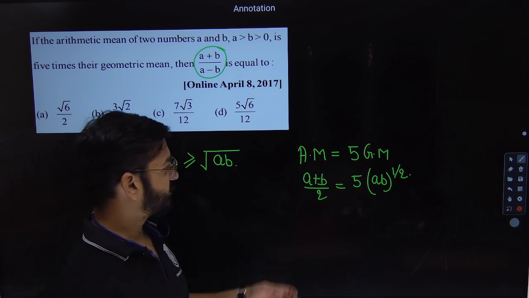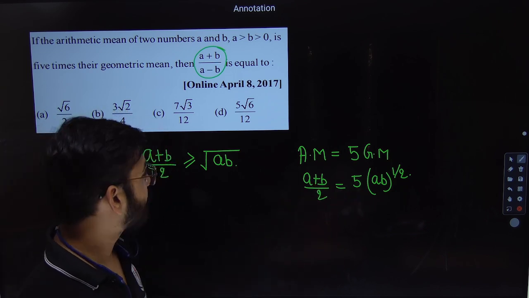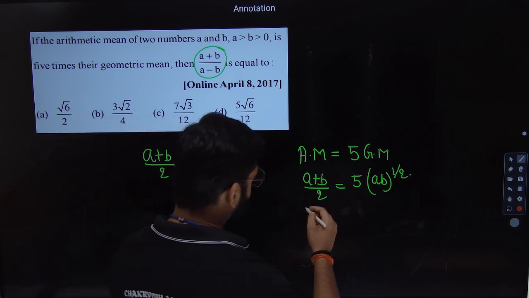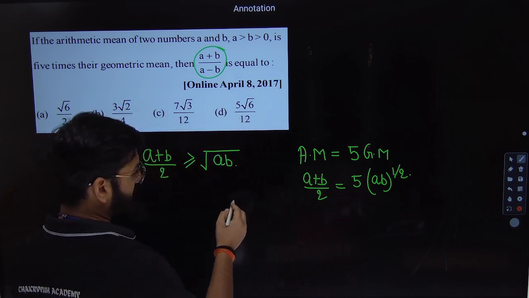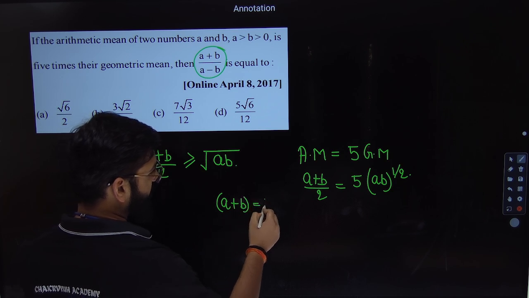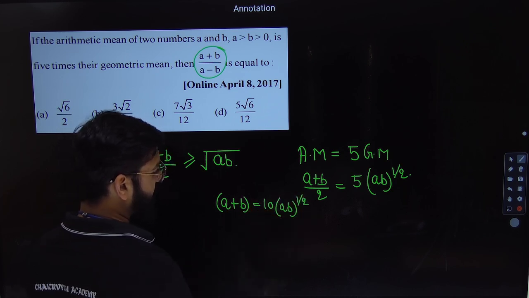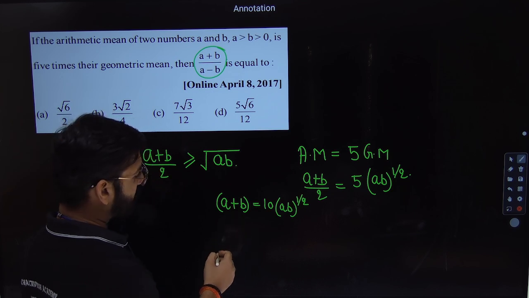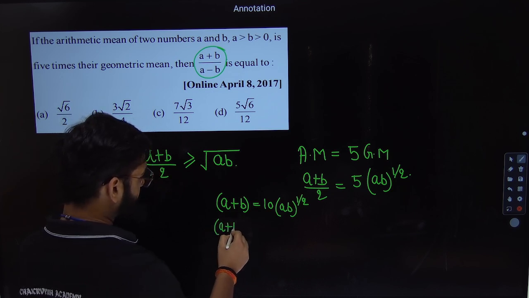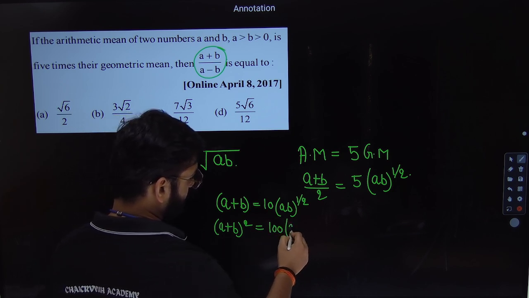First is that you simplify this and try to find a by b. Second method, Kunal told we can use that also. What can we write a plus b as from here? 10 times ab to the power 1 by 2. So what will be a plus b whole square? 100 into ab.